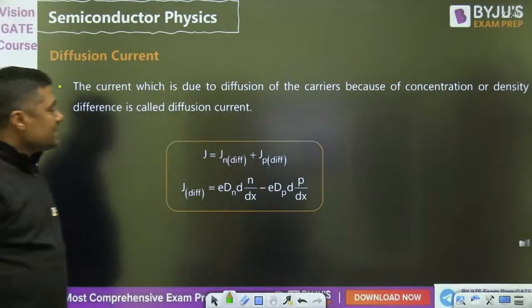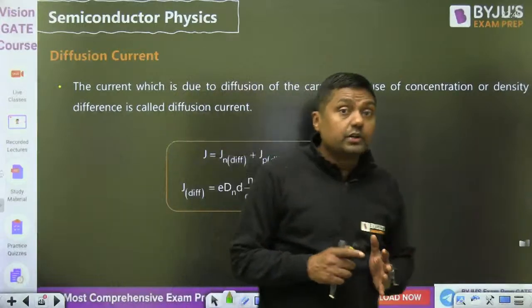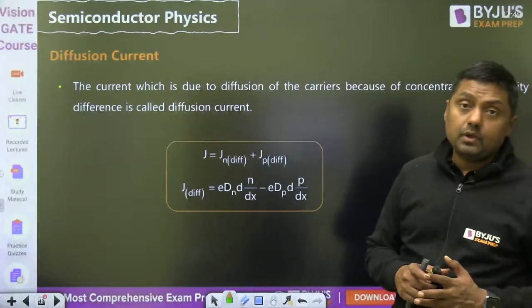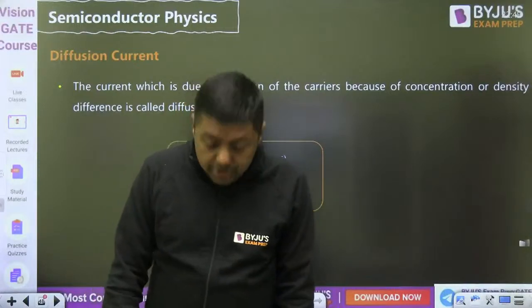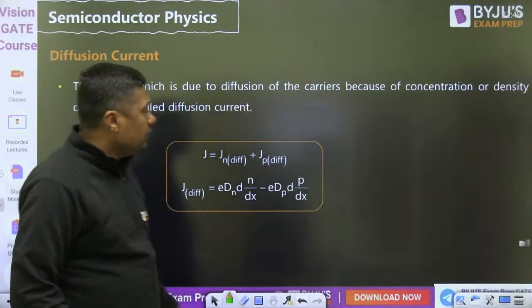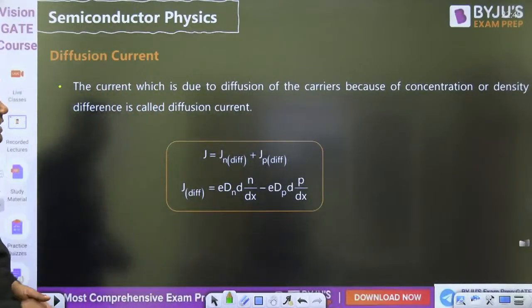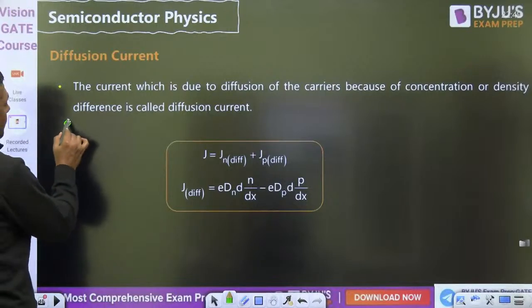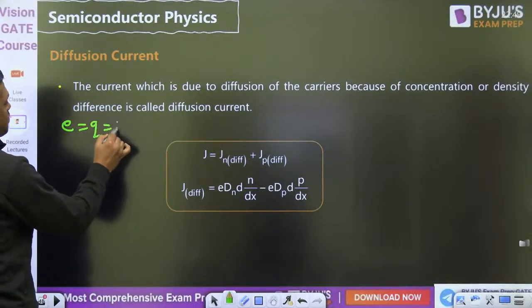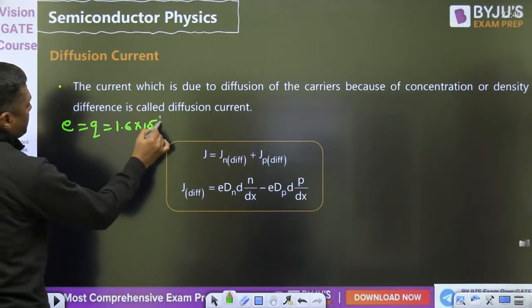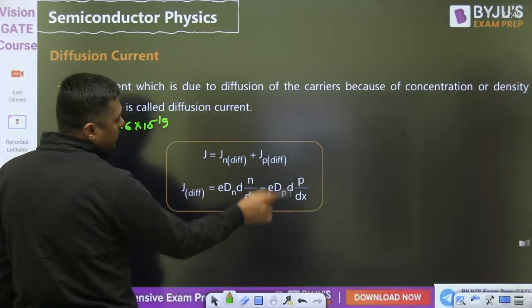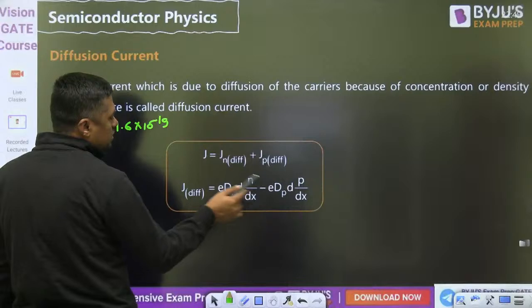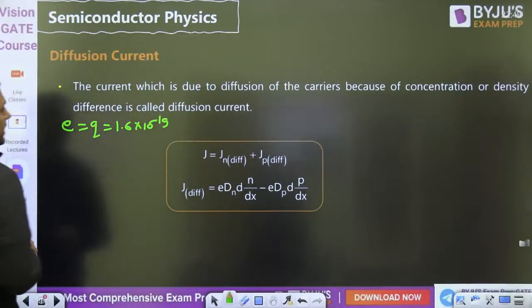Now, the second one is what? Diffusion. You will get questions from diffusion, the pulse light method, and minority carrier injection. These two topics are very, very important. So that is the diffusion current density, J equals q times dn by dx minus q times dp by dx. That is the drift because of holes, that is because of electrons, the diffusion current density.